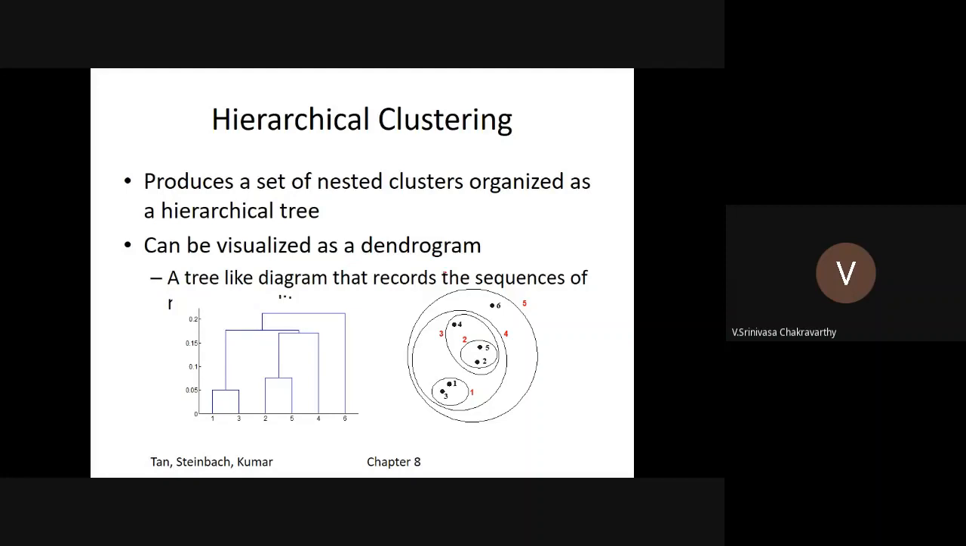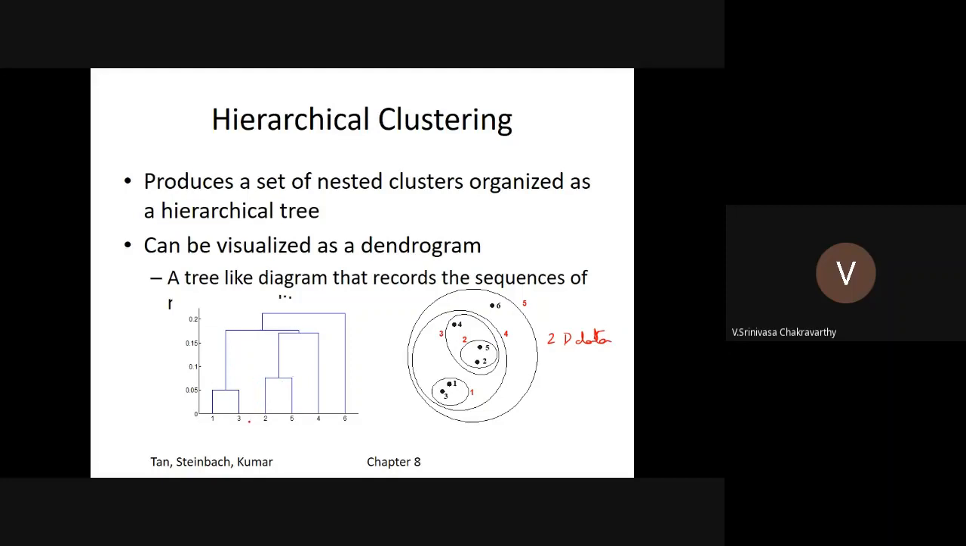In such a kind of clustering, there are two ways to visualize it. One is using this kind of Venn diagram. This is okay if your data set is two-dimensional, you can draw nice pictures. But in general, this is only for 2D data, so in general you can't depict it like this. Another way is to depict it like this kind of explicit tree.